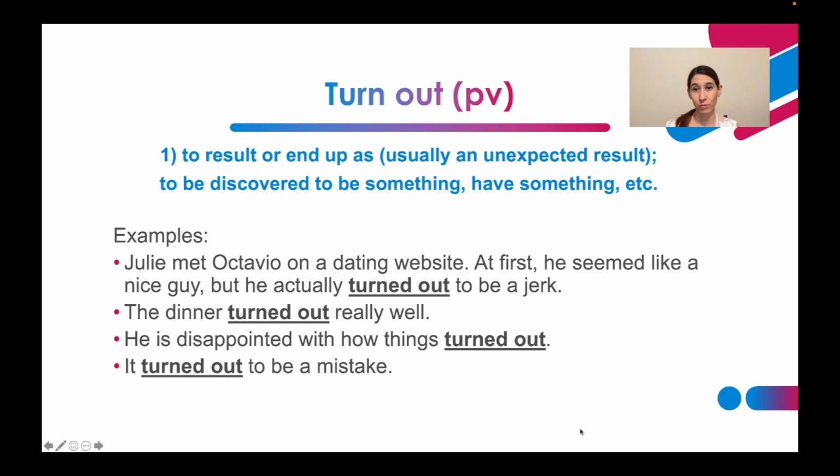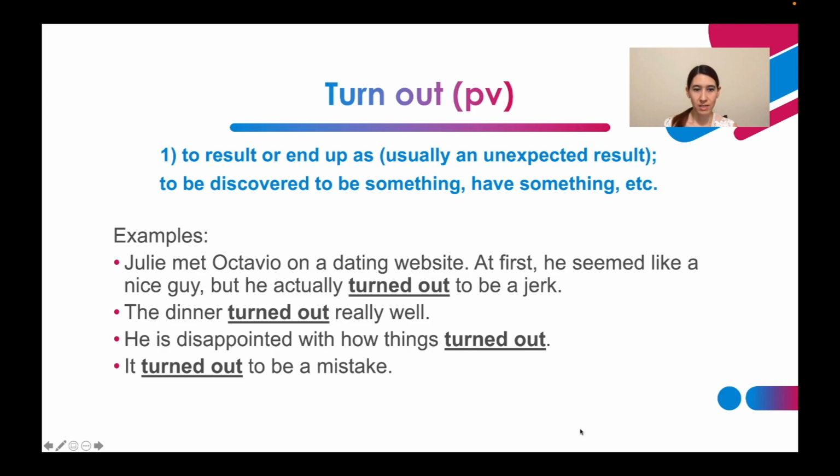The dinner turned out really well. This would be, like I said, an unexpected result. We usually use turn out for something that's unexpected, that surprises you. Like Julie didn't expect Octavio to be a jerk. Maybe someone cooked for you and they've never cooked before and it didn't look very good. And you thought, this is probably going to taste bad. And then you eat it and you're like, oh, actually, it's really good. The dinner turned out really well, or the dinner turned out to taste really well.